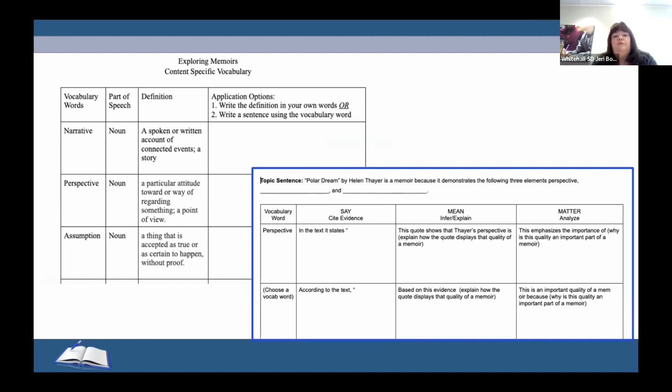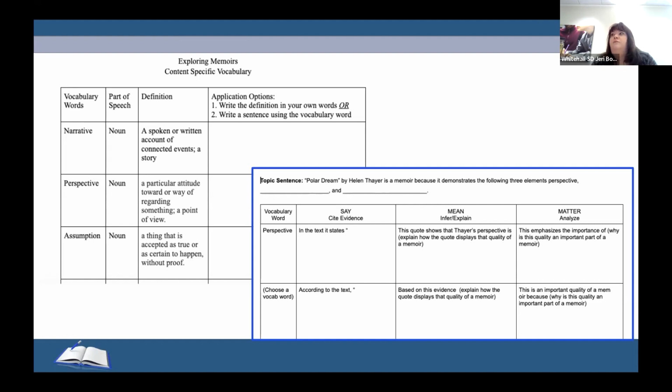I had them say the word. I had them read the definition. We rewrote the definition in our own words. We looked at examples. We located the perspective and the assumptions the writer's making. And then they wrote their own memoir using those qualities. Then we went to a memoir in our text, Polar Dream, and they had to use our Say Mean Matter organizer, using that vocabulary to prove that it was a memoir.